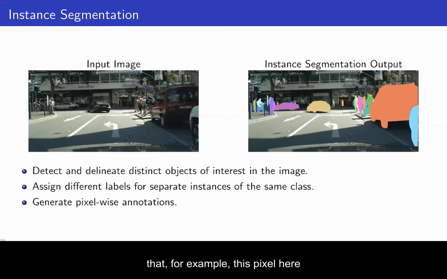This basically means that you want to be able to say that, for example, this pixel here represents one car and this pixel here represents a different car. So here the network not only classifies what semantic object category each pixel belongs to, but also whether it belongs to one specific instance of a semantic class or a different instance of the same semantic class. This is why in the output here you see objects segmented individually and they are shown in different colors. So you can think of this problem as a combination of semantic segmentation and object detection.